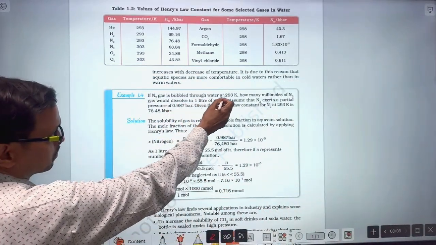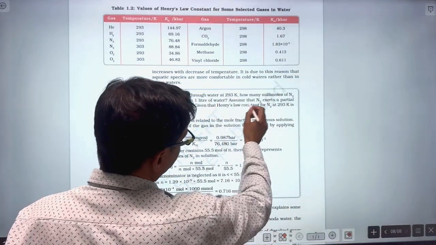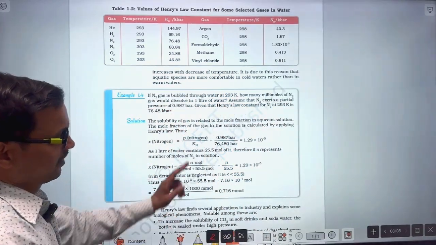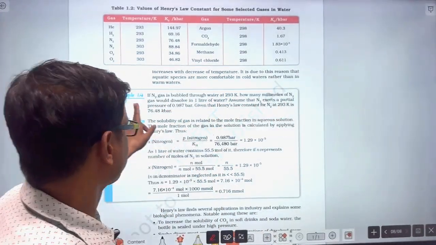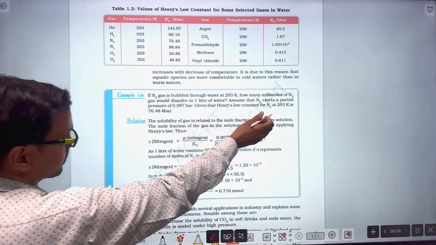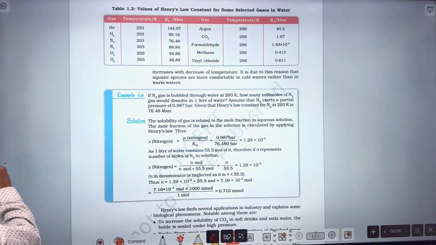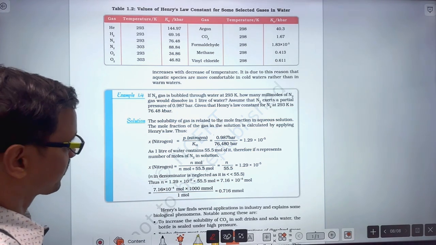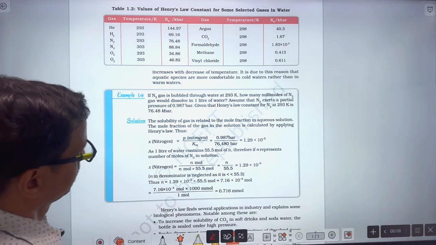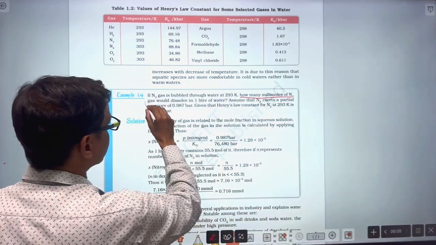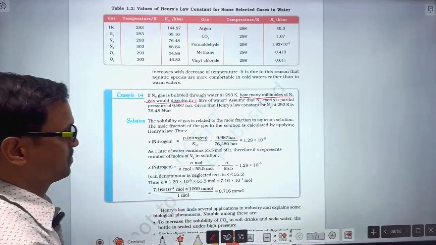Nitrogen gas is bubbled through water at this many Kelvin. How many millimoles of nitrogen gas would dissolve in 1 liter of water, assuming that nitrogen exerts a partial pressure of this value, and Henry's law constant is given as 76.48 kilobar? Okay, so let's see here.